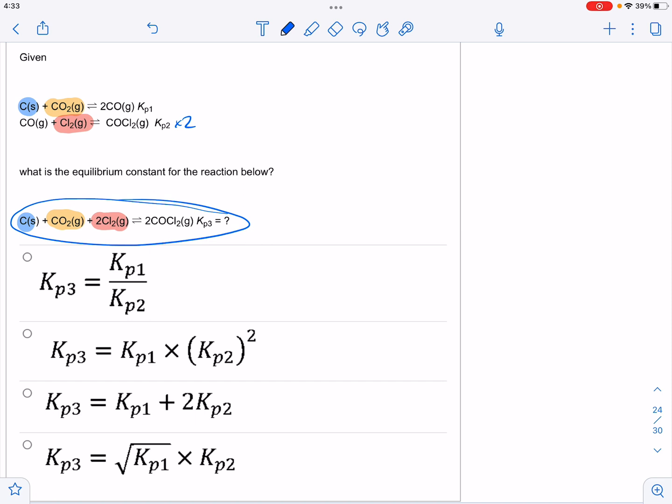So if you don't do anything to the first one, then you end up with Kp1. If you are multiplying the second reaction by 2, then what you are doing is raising Kp2 to the power of 2. And if you are adding the two reactions, then you are multiplying the constants.